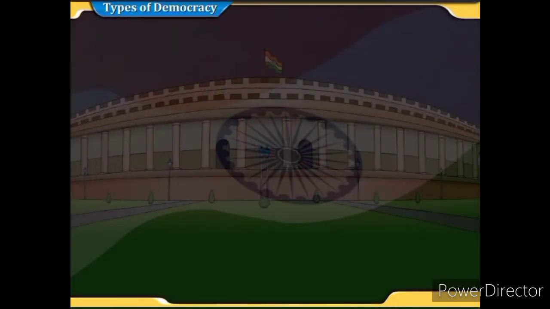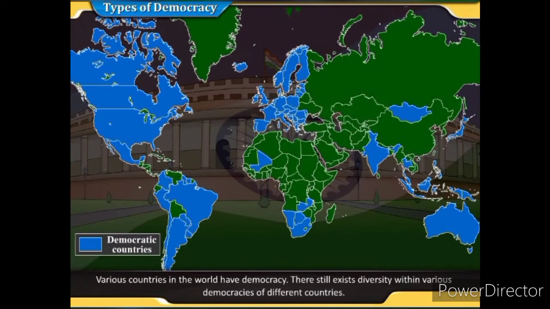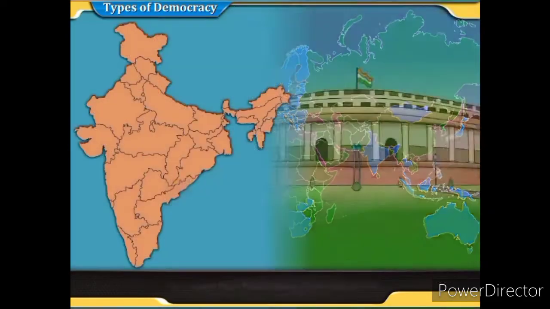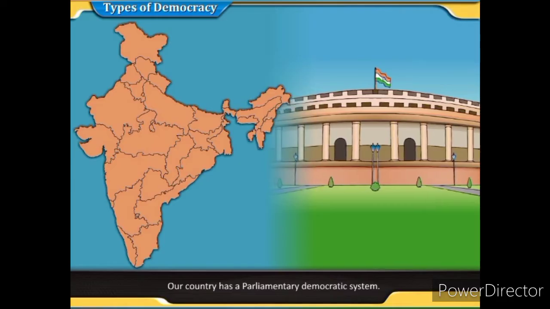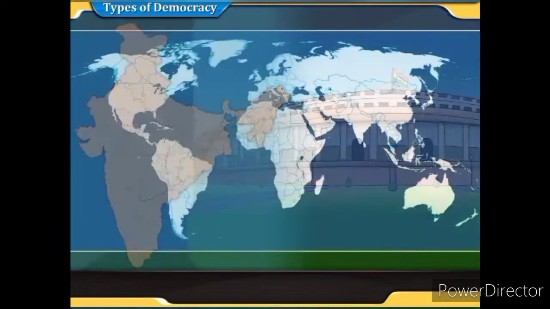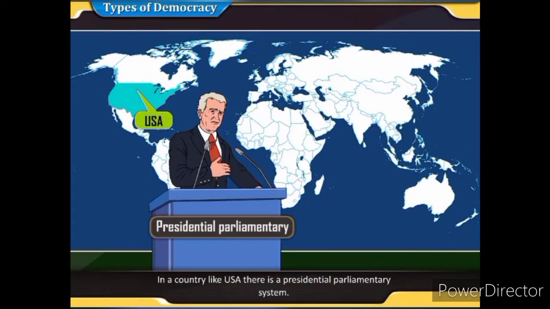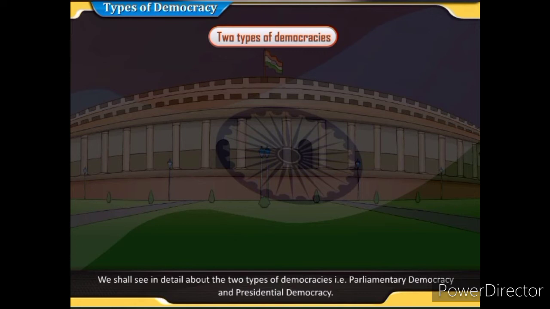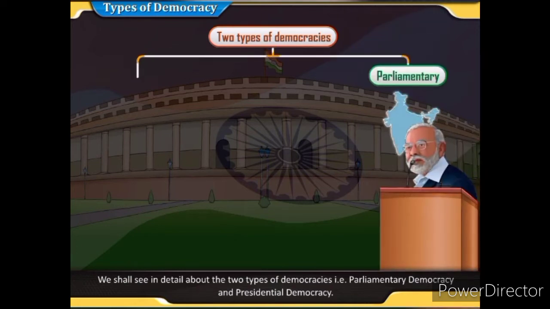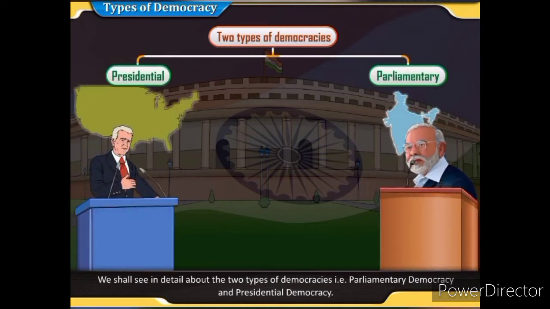Types of democracy. Various countries in the world have democracy. There still exists diversity within various democracies of different countries. Our country has a parliamentary democratic system. In a country like USA, there is a presidential parliamentary system. We shall see in detail about the two types of democracies, that is parliamentary democracy and presidential democracy.